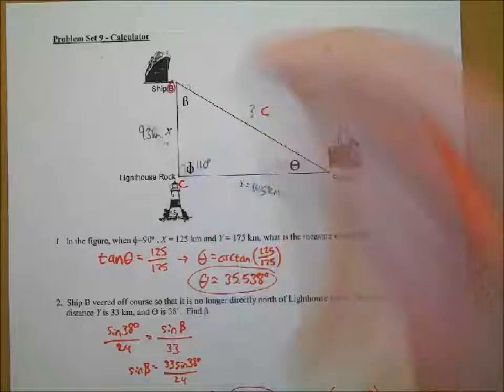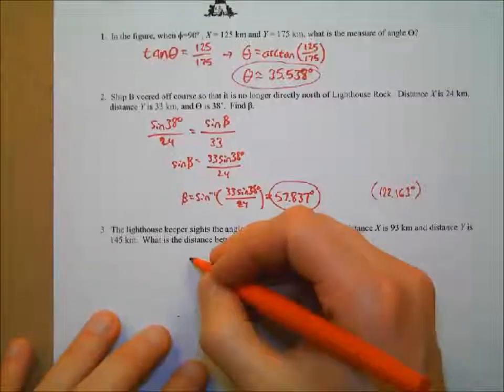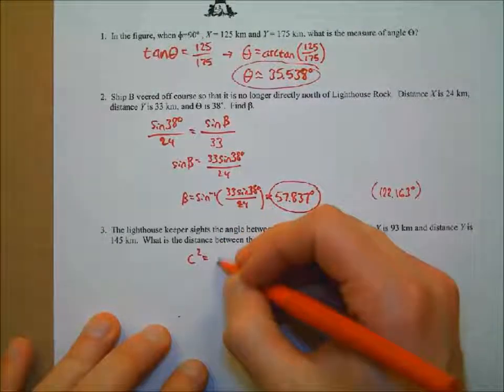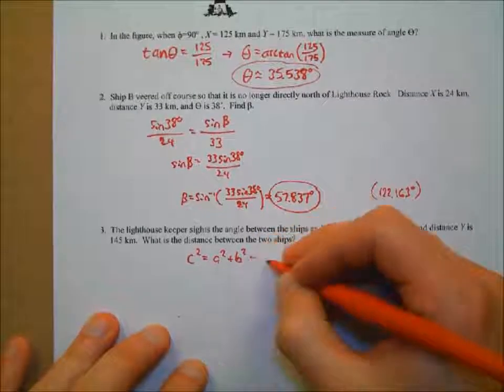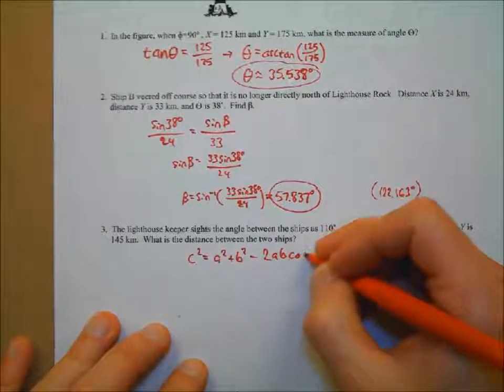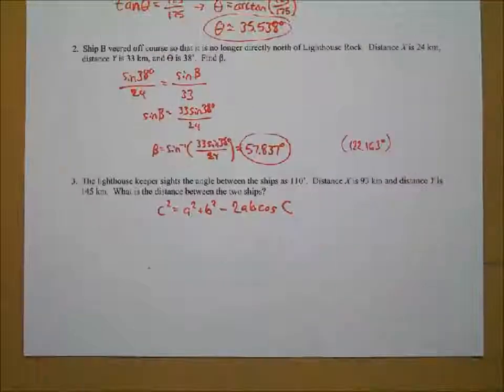Okay, so that's exactly right. C squared equals A squared plus B squared minus 2AB cosine angle C. All right, so I'm going to let you go ahead and do this one. Plug in the information there and see what you come up with.